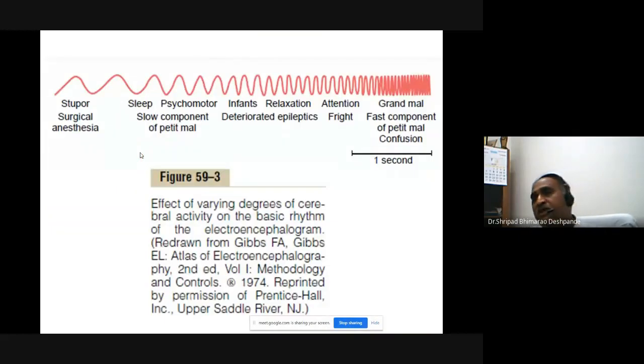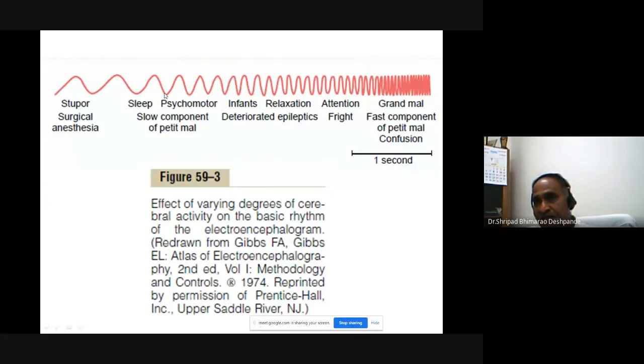Now, this I have taken from Guyton. So now I want to bring back here. These are infants, with the slow waves. Then relaxation, you get these waves. Attention, these waves become less. Then during grand mal epilepsy, these waves become frequent and become a fast component. Attention means fright, that means you are fearful, or you have to run away. So that increases, and this will deteriorate in the epilepticus. These are part of the rhythm in psychomotor epilepsy.